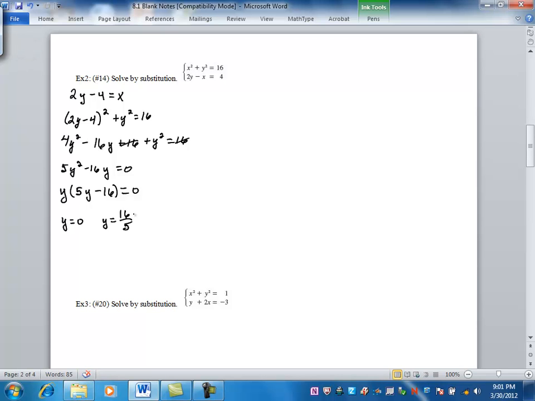And of course, we know that once we get our values for y, 2y minus 4 equals x. We can take each of these and plug them in. 0, of course, is nice. 2 times 0 minus 4 is just simply negative 4. And so we've got the ordered pair there, negative 4, 0.